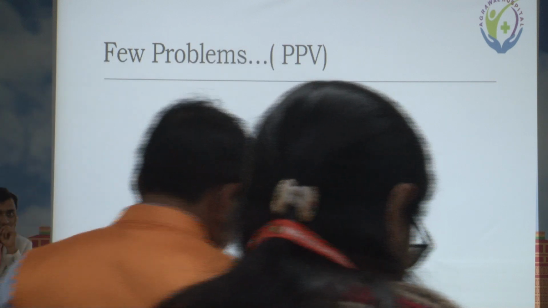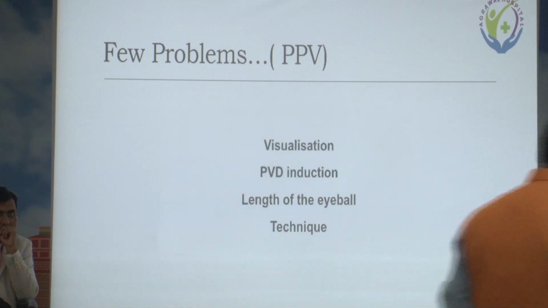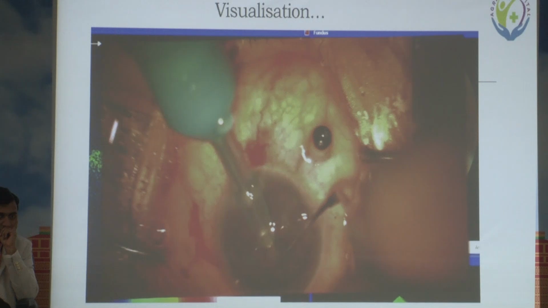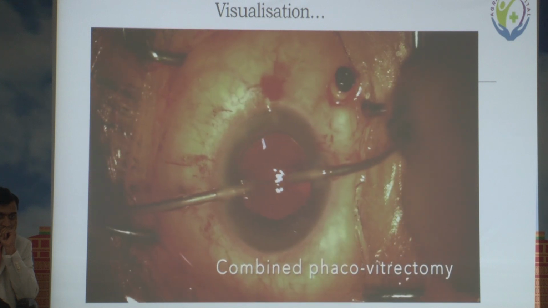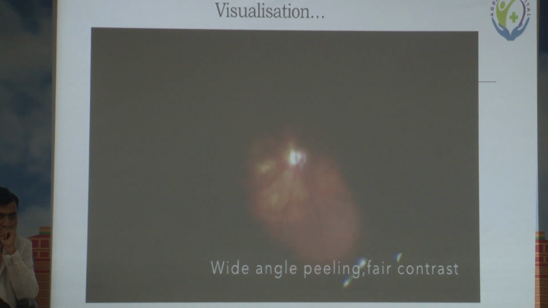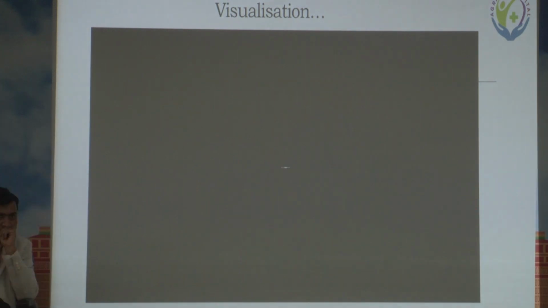The first is visualization. Second is PVD induction. Length of the eyeball is a major problem in these cases, so a common basic technique is needed to get consistent results. Even a small amount of lenticular opacity in these cases causes a lot of spherical aberration. So it's always a good idea, even if there's a small amount of cataract and the patient is around 45 or 50 plus, to do a combined phaco-vitrectomy.